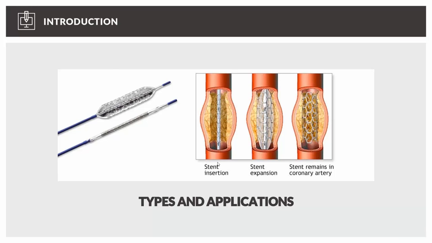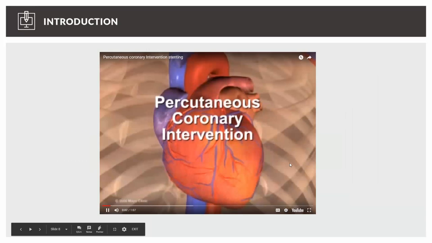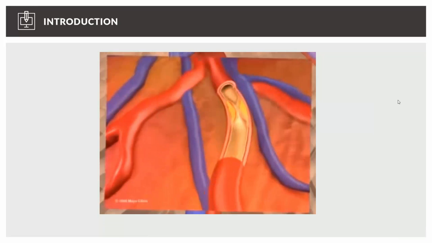And once you have inserted the stent and you are at the right position, you can start to expand this balloon. The balloon will expand, and together with the balloon the stent also gets expanded. Once the stent has reached its final shape, you can release the pressure from the balloon. The balloon will collapse again, and then you can take the balloon out of the vessel, and the expanded stent remains in the coronary artery. Let's take a look at the following video, which shows how these coronary interventions are made.